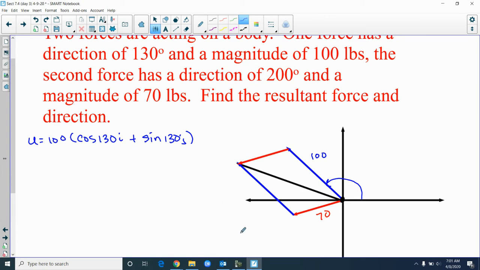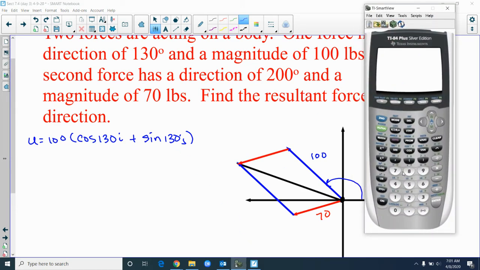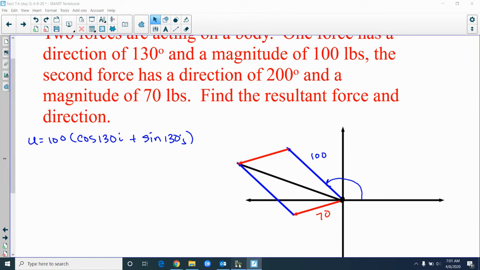All right, use your calculator. Multiply 100. We're going to round everything in the problem and the final answer to 2 decimal places. So take 100 times cosine of 130. Okay, and then I'm going to take 100 times the sine of 130. Now it's important that you use the direction because that will give us the actual angle, that'll give us whether it's positive or negative.